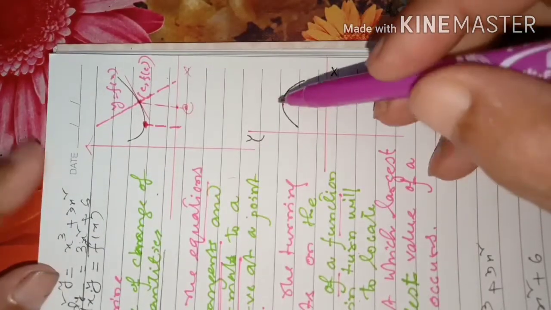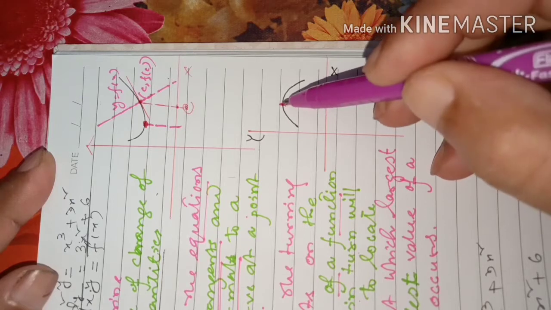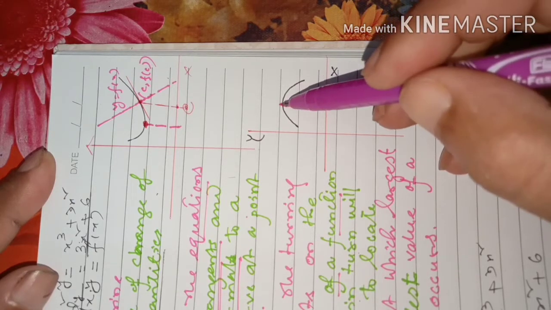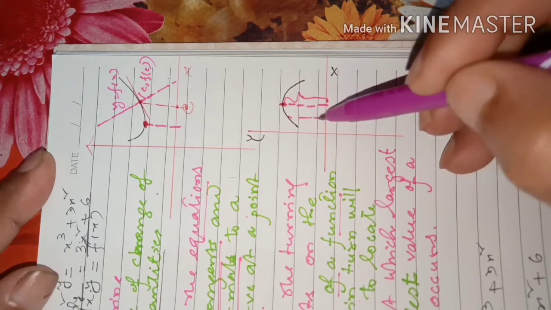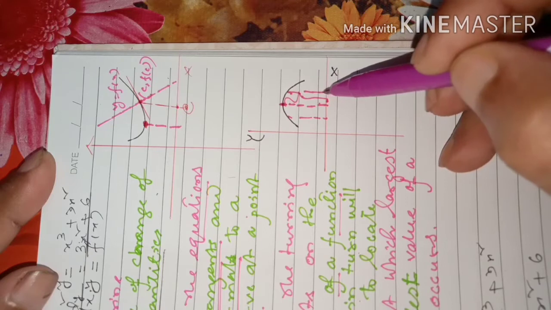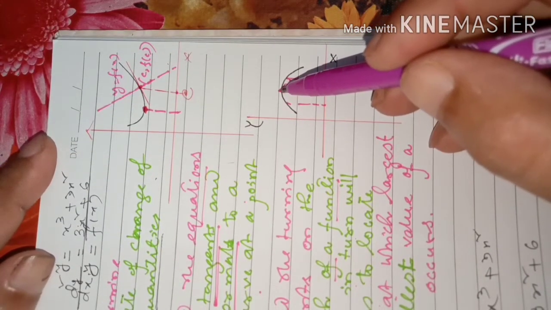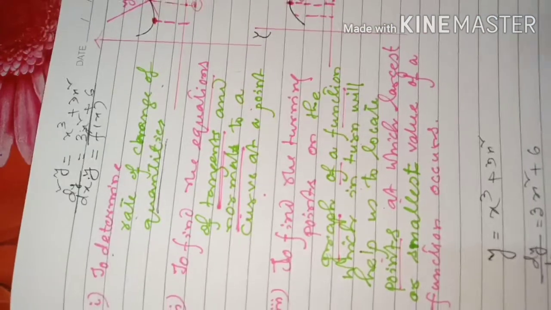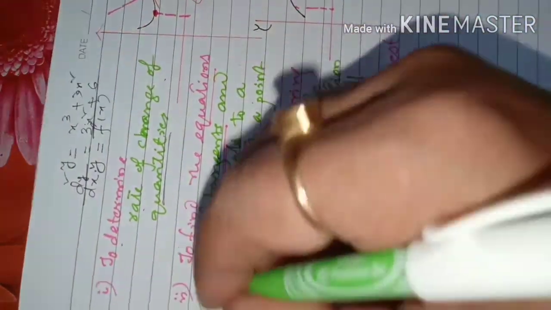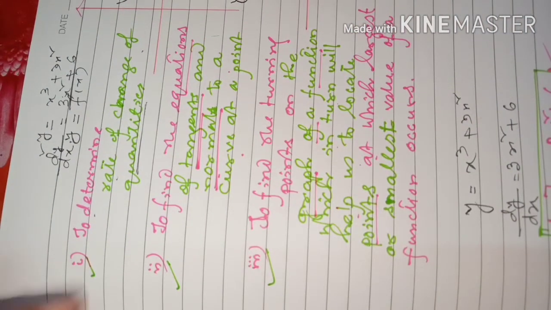Just look at this graph. This is the point at which the function's value is highest. At this point the function's value is highest. This is the value of the function. At all other points the value of the function is lower than this. So using the derivative, we can also find out this point at which the function's value is largest. Have you understood, dear students? So these are some situations in which we can use the concept of derivatives.